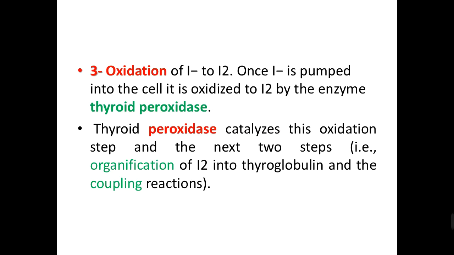The third stage in the formation of thyroid hormone is the oxidation of iodine to iodide. Once the iodine is pumped into the cell, it is oxidized into the iodide by the enzyme thyroid peroxidase. Thyroid peroxidase enzyme will catalyze the oxidation and the next two steps, which is the organification of the iodide into thyroglobulin and the coupling reaction.